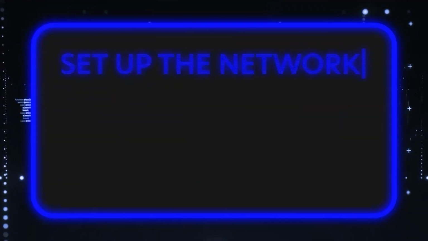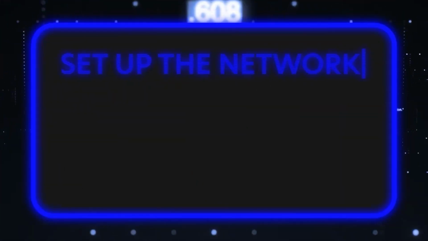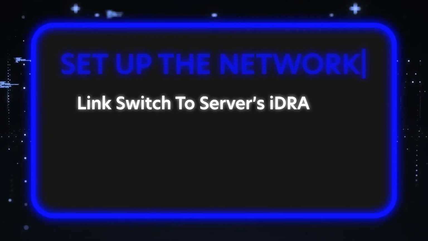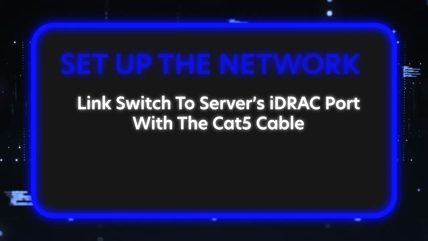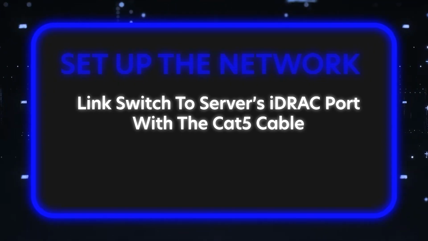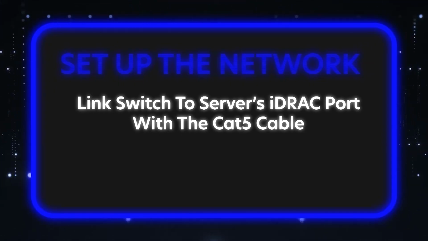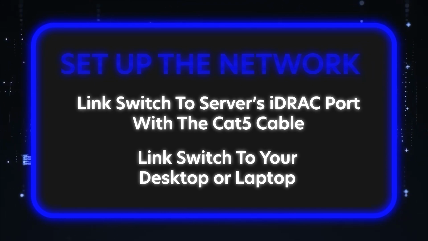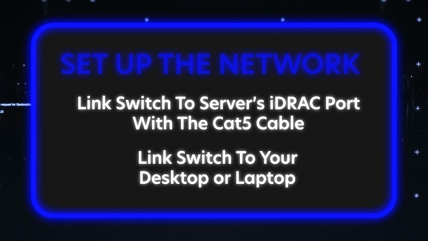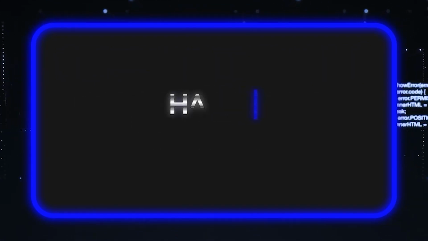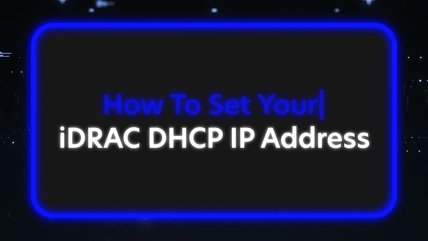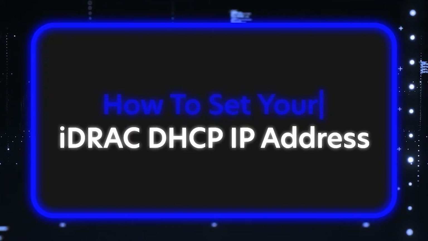All right, so now we need to set up the network before we can do the upgrade. So what we need to do is set up our switch and run the Cat5 cable from the switch to the 15th Gen iDRAC port. Note this is not to the network port, it is to the iDRAC port, and we need to run a second cable from the switch to our laptop or our desktop. Now we're going to show you how to set your iDRAC DHCP IP address for your 15th Gen server.